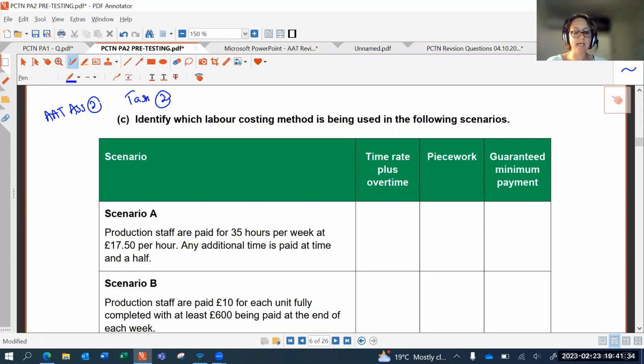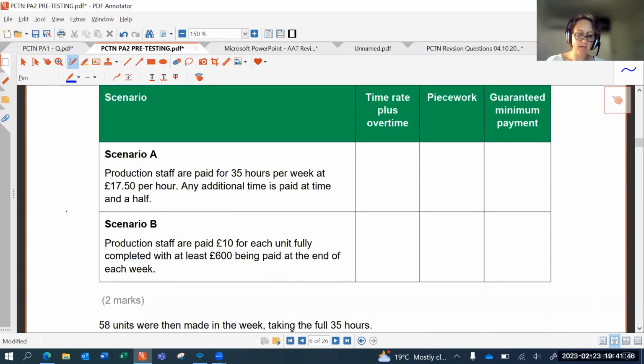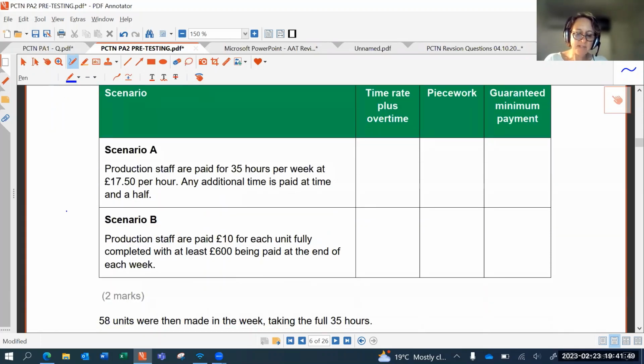So people can be paid on a time-based system based on the number of hours worked and then some overtime. And that's what's happening here in scenario A. Have a look at that one. Production staff are paid for 35 hours per week at £17.50 per hour. Any additional time is paid at time and a half. So their normal time is £17.50 and their additional time is time and a half. Would somebody like to tell me what their overtime rate of pay actually is then? How much are they getting paid for those extra hours if they are time and a half? What would that equate to?